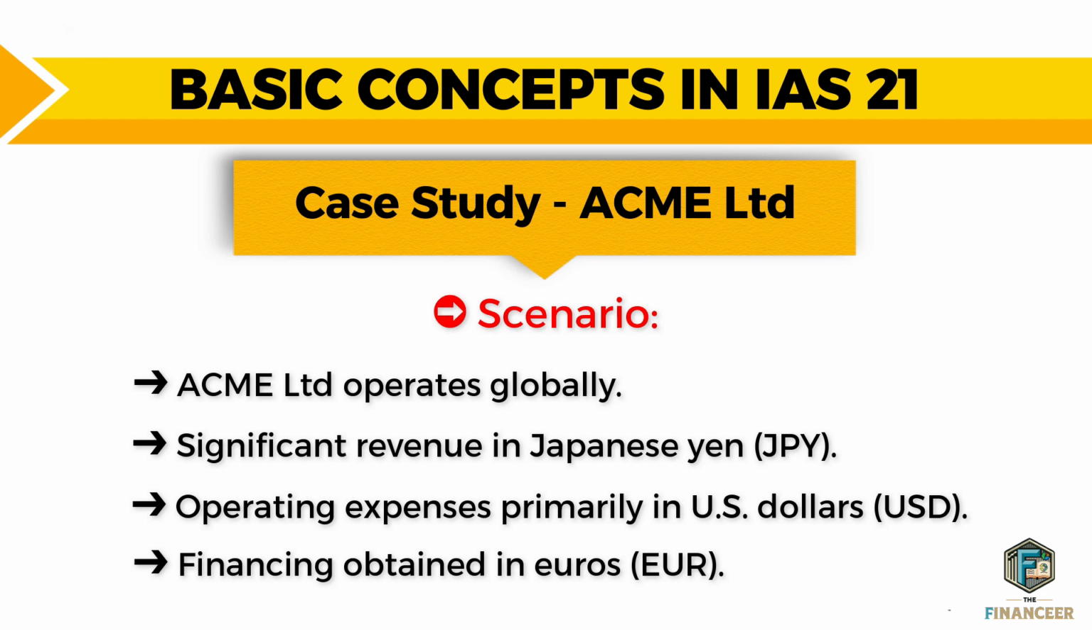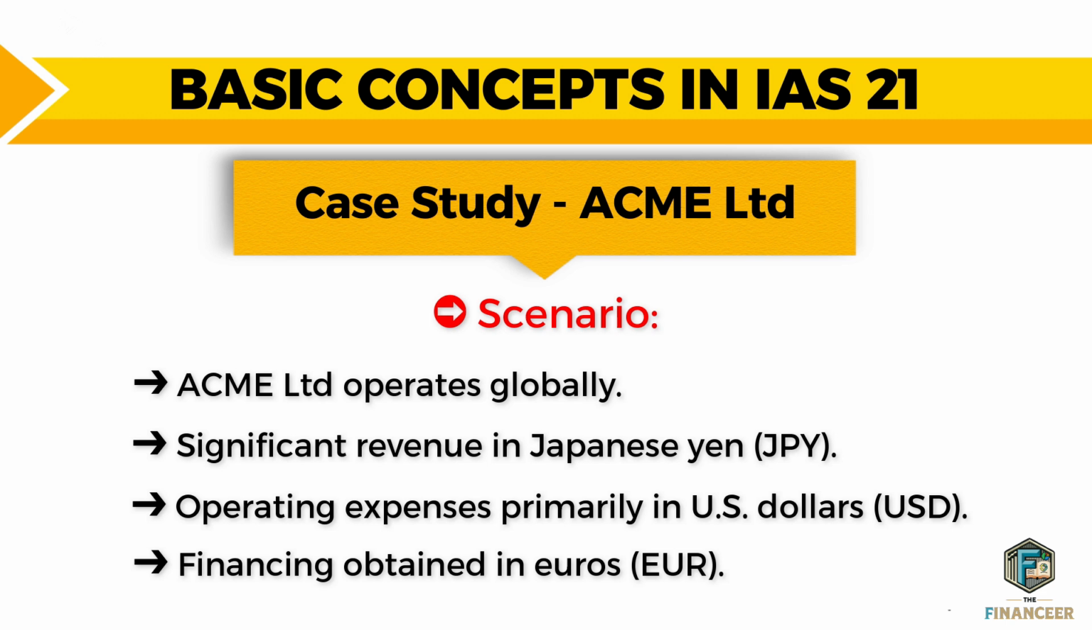When you look at the primary economic environment, you will find that it works globally. When you look at the revenue, most of the revenue comes in Japanese yen. Operating expenses are primarily spent in dollars. And when it comes to financing, they got the financing in euro. So it's very challenging here. In such situations, what should we do? Let's analyze it again, step by step.